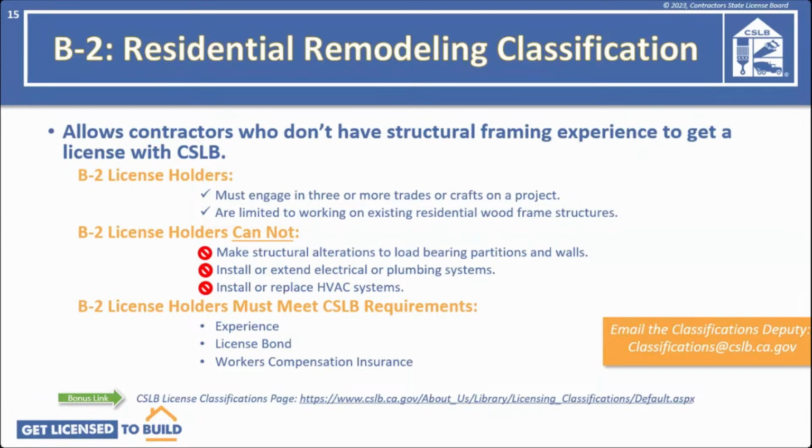Like all other CSLB licenses, B2 applicants or licensees must comply with the CSLB experience examination, license bond, and workers' compensation insurance requirements. If you have more questions about the B2 license, email the classifications deputy at classifications@cslb.ca.gov.